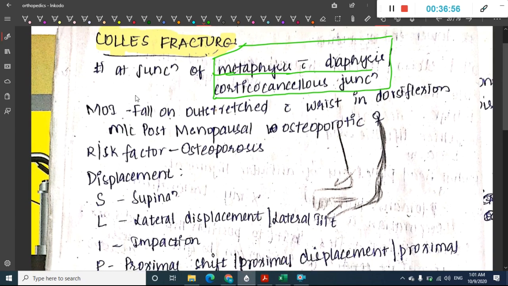Okay, what is the mechanism of action of this Colles fracture? The mechanism is a fall on an outstretched hand with the wrist in the dorsiflexion position. Here the patient falls on the outstretched hand with the wrist in dorsiflexion, as seen in Colles fracture. Where do you see this Colles fracture? This is most commonly seen in postmenopausal and osteoporotic women.